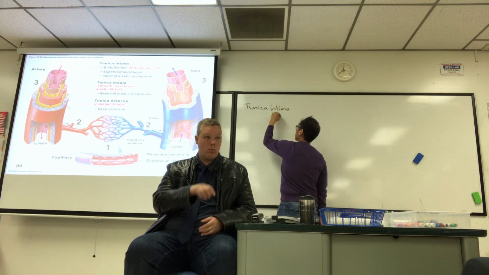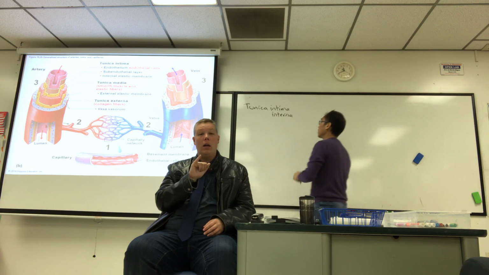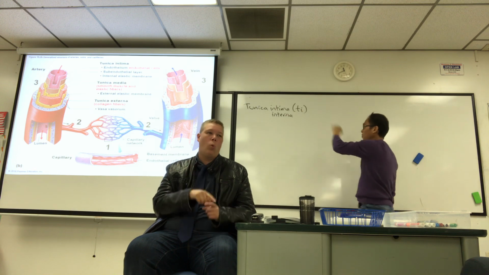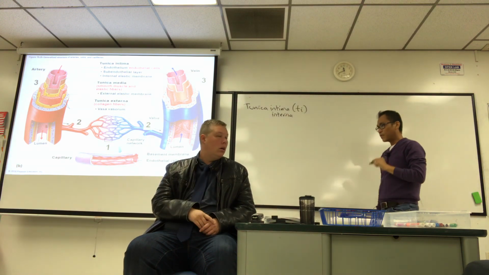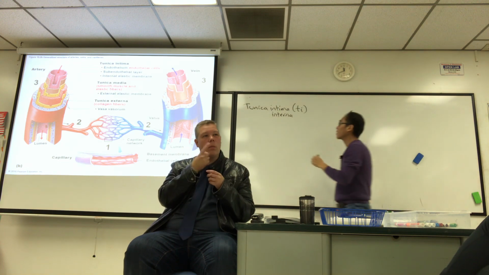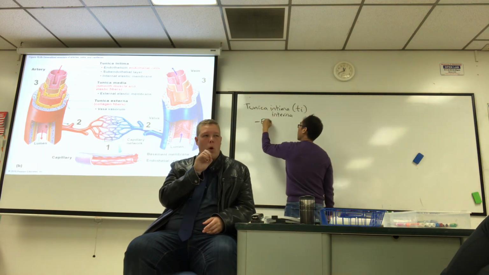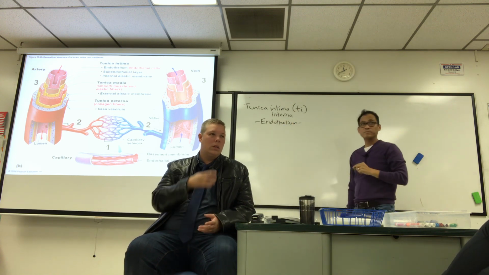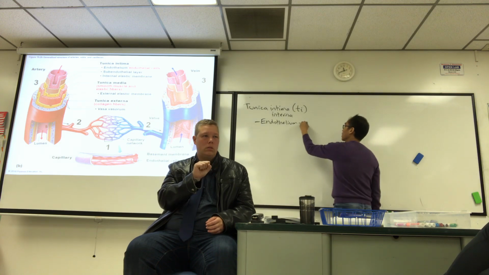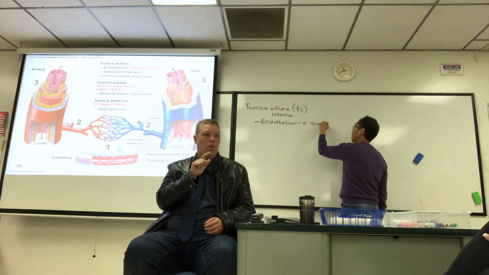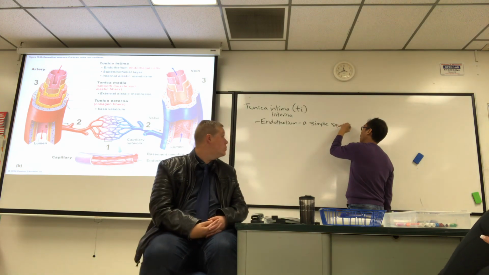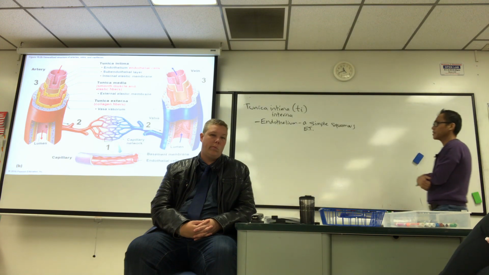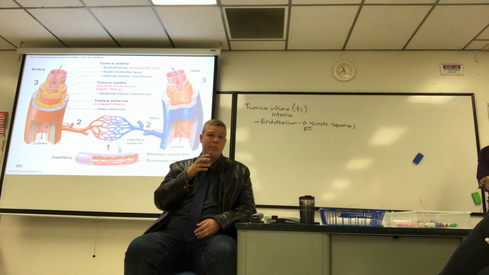Also called tunica interna, TI for short. The innermost layer of this tunic is something called the endothelium. It's a simple squamous epithelial tissue. That's all it is. It's basically the same thing as the endocardium, the innermost layer of the heart wall.